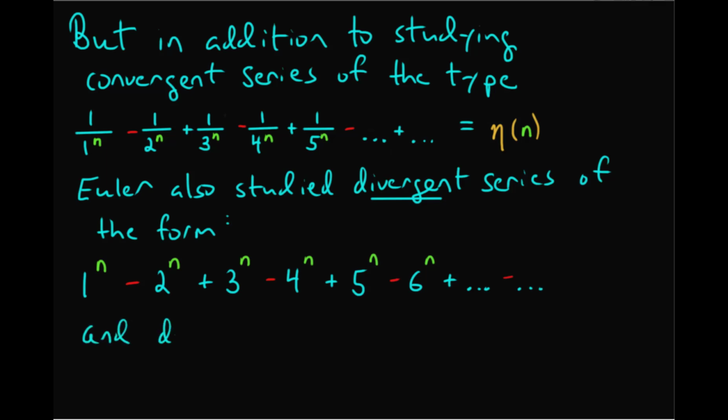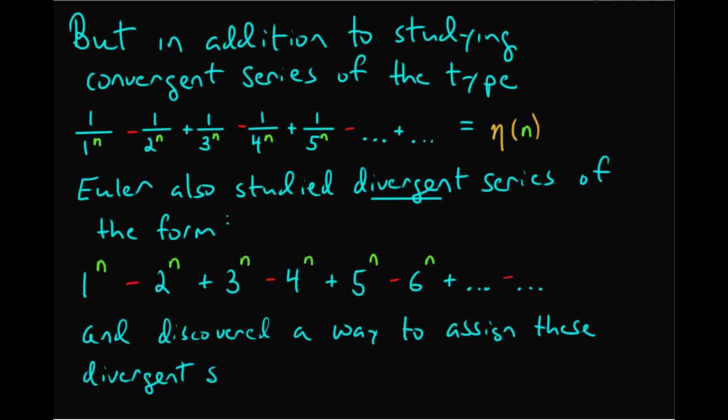Now, some of you might be thinking divergent series. What can you possibly say about divergent series other than that they diverge? But Euler actually discovered a way to assign to these divergent series a kind of generalized sum. And I'll review that now. I have a whole video on it on my channel, which I encourage you to watch if you're not familiar with this topic. But here's a brief review.